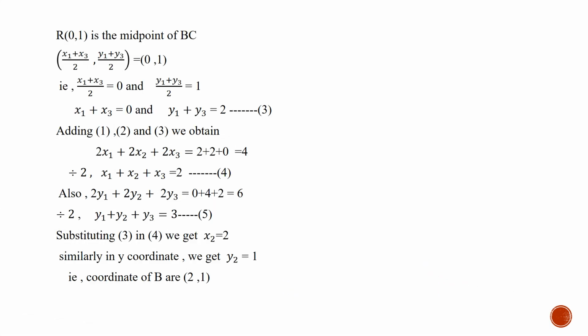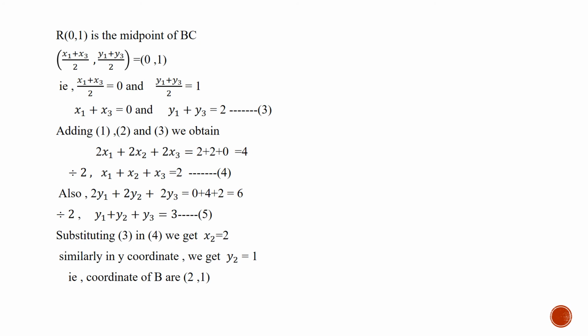Now take the coordinates of A and C as (x1, y1) and (x3, y3) and equate with the coordinate of R. That will be ((x1 + x3)/2, (y1 + y3)/2) = (0, 1). We can frame the equations x1 + x3 = 0 and y1 + y3 = 2. Adding all the x coordinates of equations 1, 2 and 3, we have 2x1 + 2x2 + 2x3 = 2 + 2 + 0, which is equal to 4.